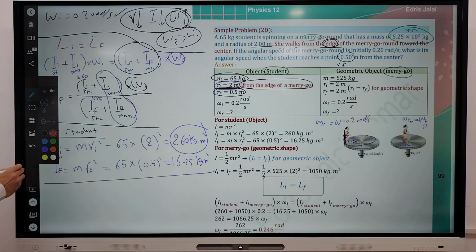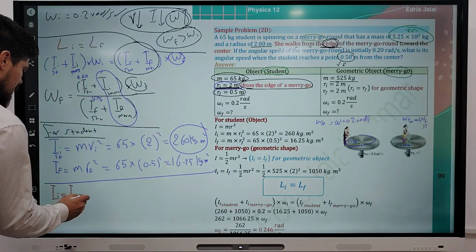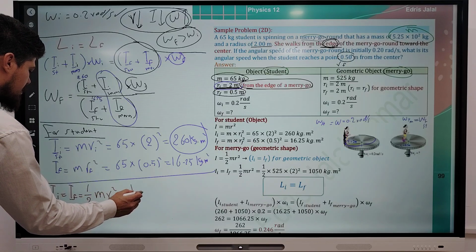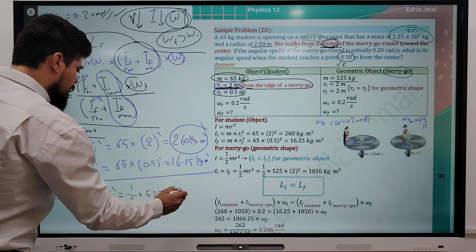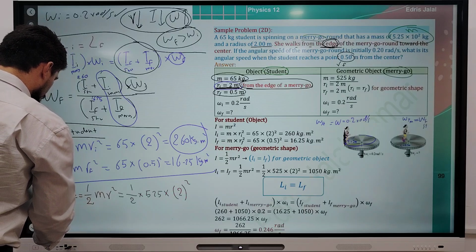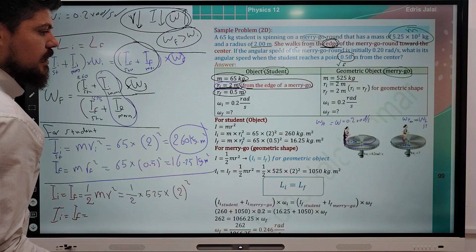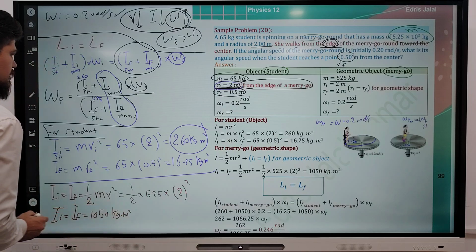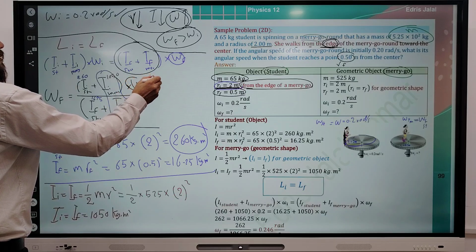For the geometric shape, be careful. The initial moment of inertia is equal to the final moment of inertia because our shape is a merry-go-round. So the merry-go-round's moment of inertia is equal to 1 over 2 m r squared: 1 over 2 times 525, the mass of the merry-go-round, times its radius 2 squared. I initial is equal to I final for the geometric shape, which is 1015 kilogram meter squared. And also we have the initial angular speed 0.2.